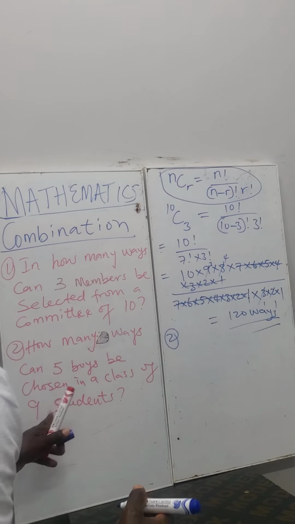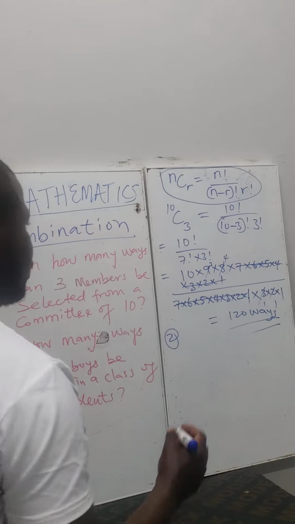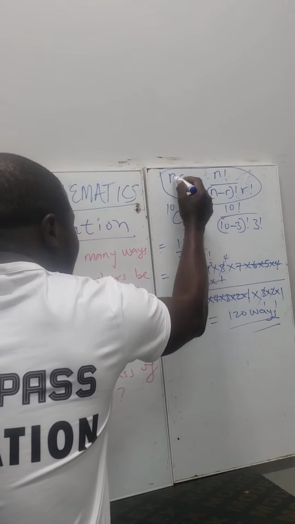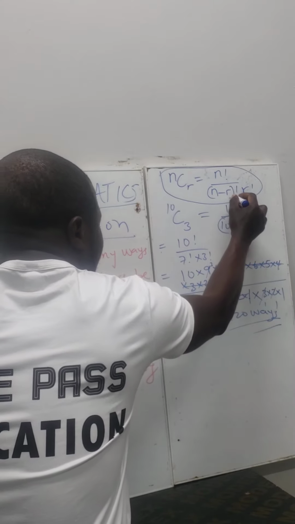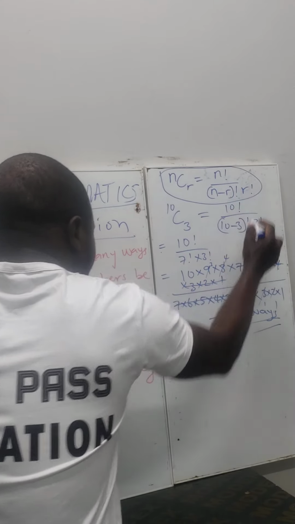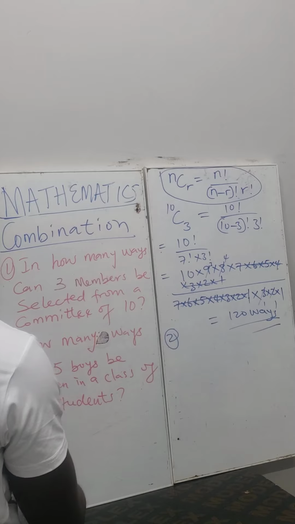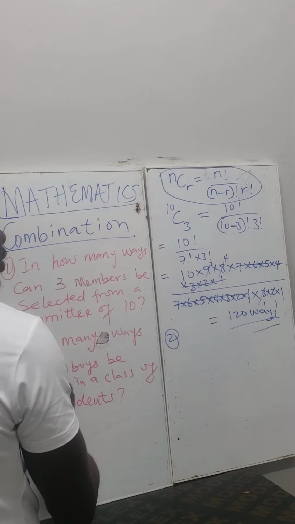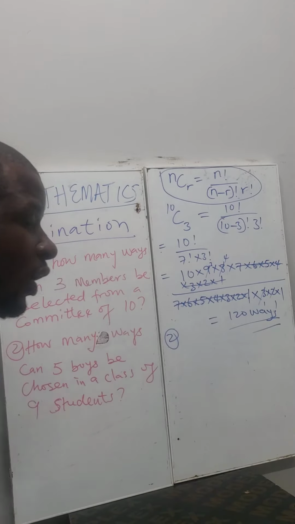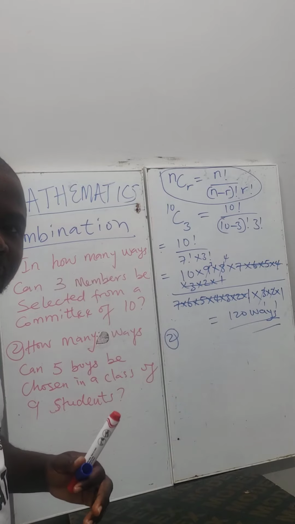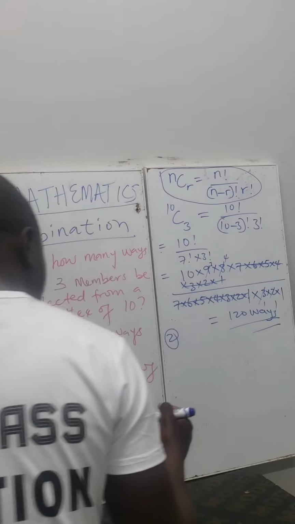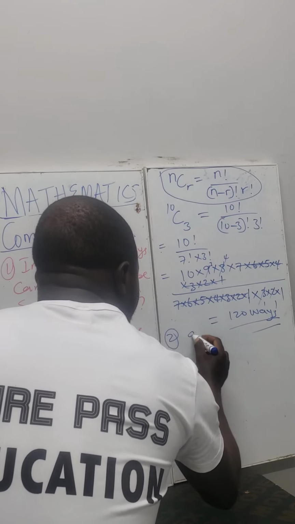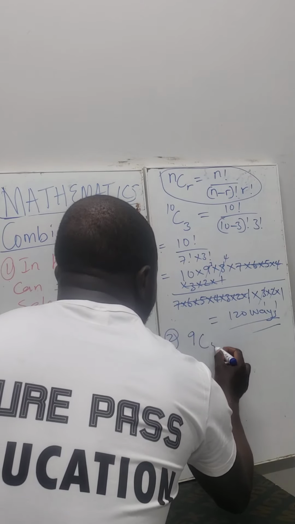So we should be able to identify our n and our r. The formula still remains n combination r is equal to n factorial divided by n minus r factorial multiplied by r factorial. Now what's our n? Our n here is 9, while our r is 5. Usually n is the bigger number and r is the smaller number. Do you understand the logic? That is another code. Now we have 9 combination 5.